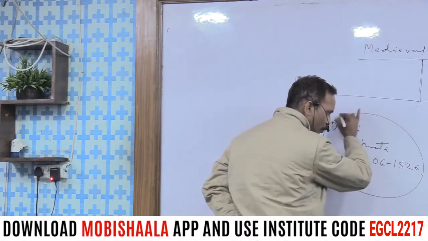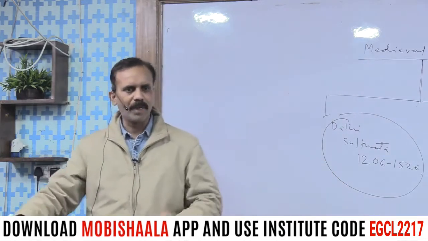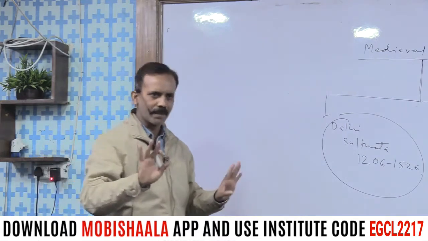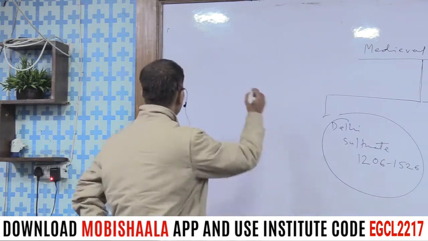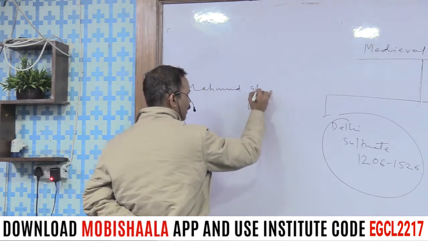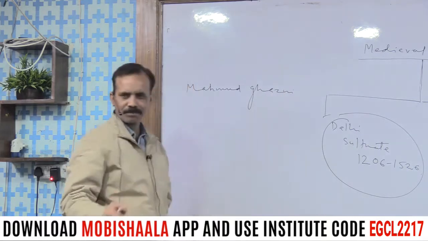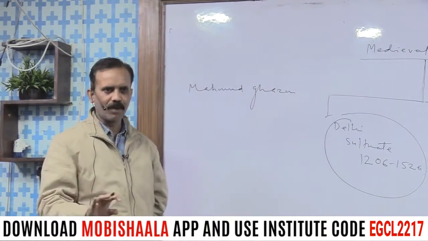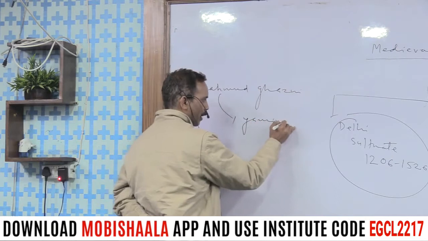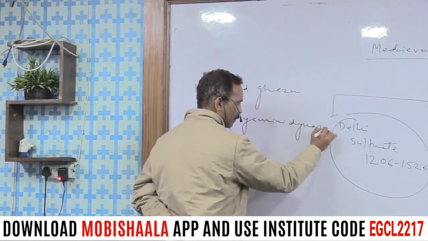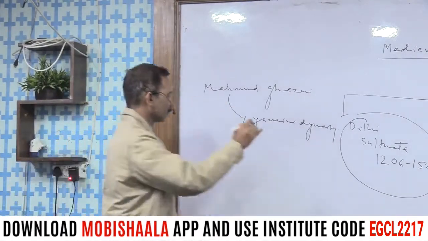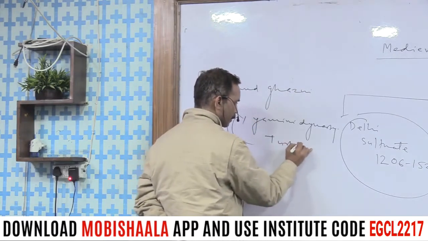Means, first of all, we have to focus on those backgrounds which became instrumental to create Delhi Sultanate in 13th century. Listen first and then write. This man was Mahmud Ghazni, okay, from Afghanistan. He belongs to Yamini dynasty. He was a Turkish.